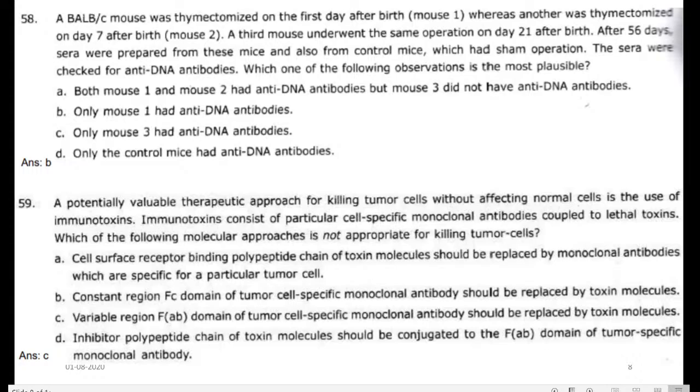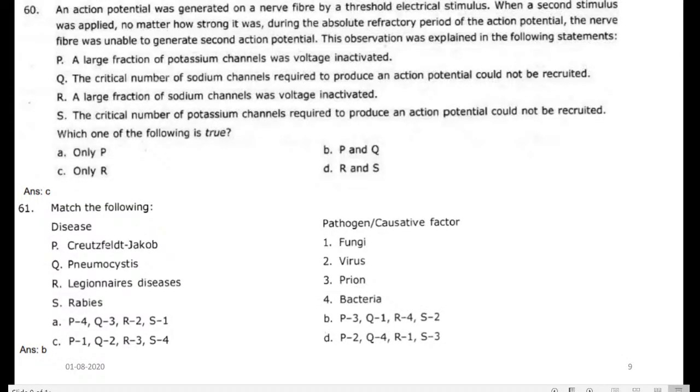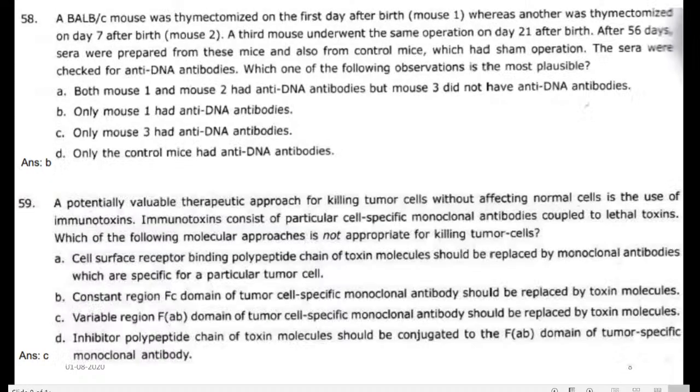We can't replace the Fab region of the antibody. It's a key, important thing. Next, an action potential was generated on a nerve fiber. If anyone missed this question previously, go to the back slides and refer to this concept.